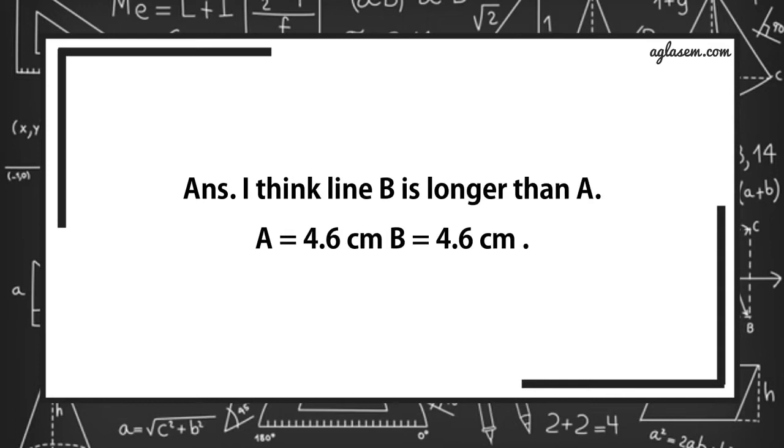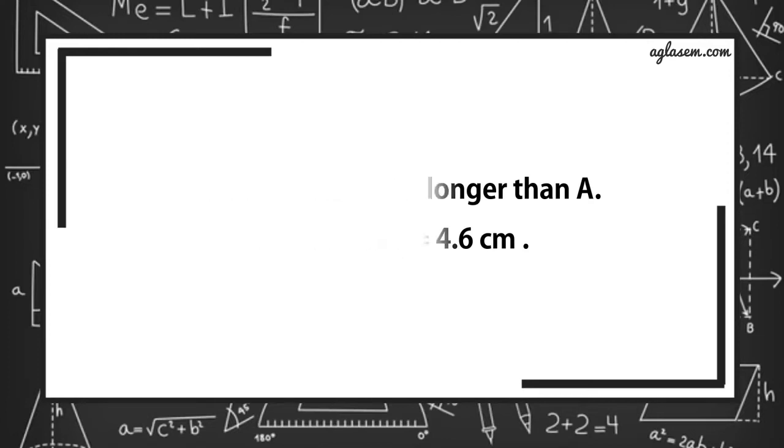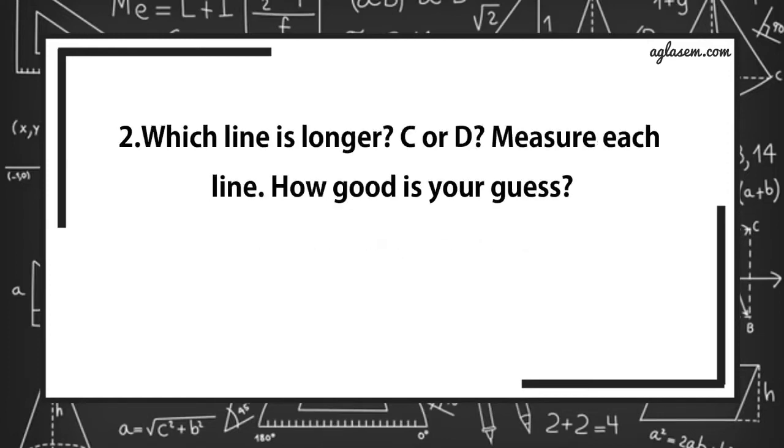According to me, line A is equal to 4.6 centimeter and line B is equal to 4.6 centimeter. Further, question number 2 says, which line is longer, C or D? Measure each line. How good is your guess?